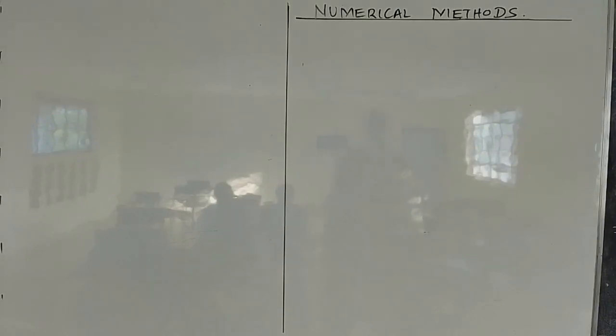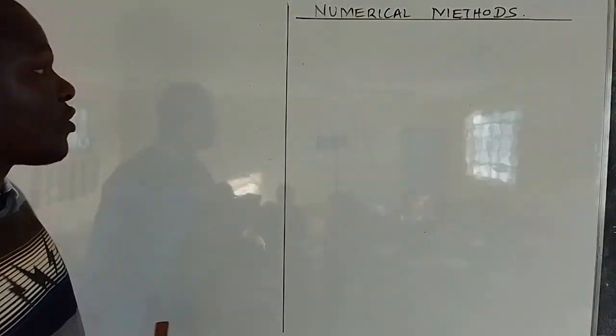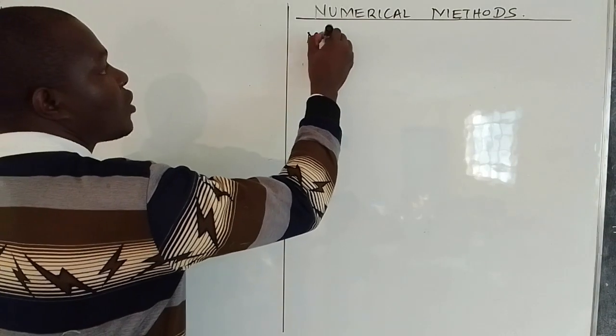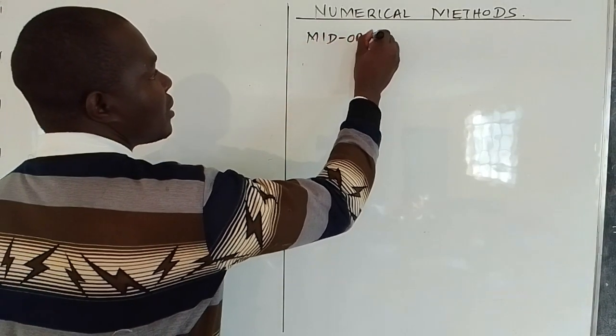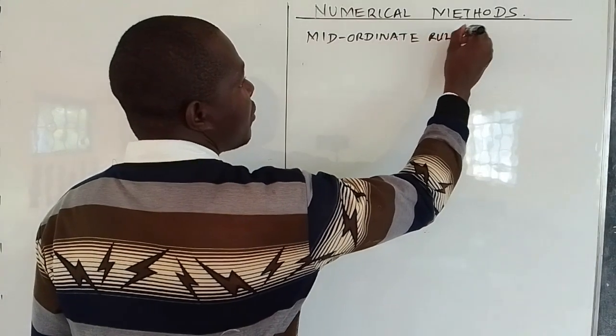So, on numerical methods, we want to talk about the numerical methods of integration. The first method we want to talk about is the mid-ordinate rule.